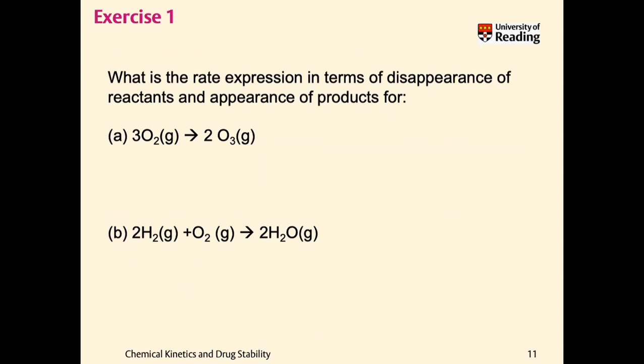So here is the first exercise that I would like you to try. I want you to pause the lecture here and try this exercise. The answers are on Blackboard, so I won't tell you the answers during this lecture. You can do this at any time, but since we've just covered this material, this would be a good time to have a go. What is the rate expression in terms of disappearance of reactants and appearance of products for these two reactions?